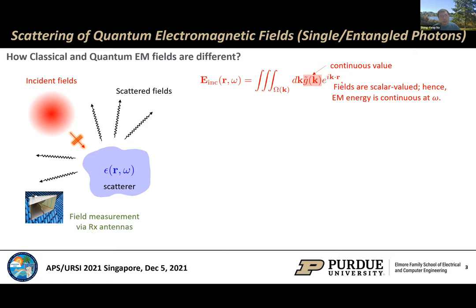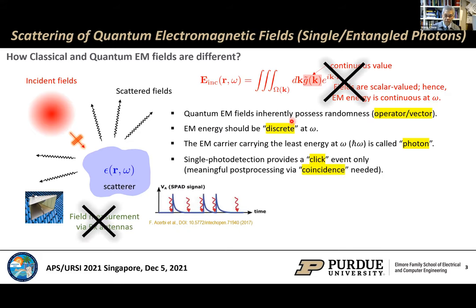And also we can simulate this kind of scattering process using numerical methods in computational electromagnetics, for example, the finite element method or method of moments, based on the classical Maxwell's equations. The thing is that the fields are basically scalar values for a given position and frequency. Furthermore, if we write this field in terms of eigenmodes, plane waves for example in free space, then we have a modal amplitude denoted by g tilde. And this value is a continuous variable, so the resultant EM energy is continuous at every single frequency.